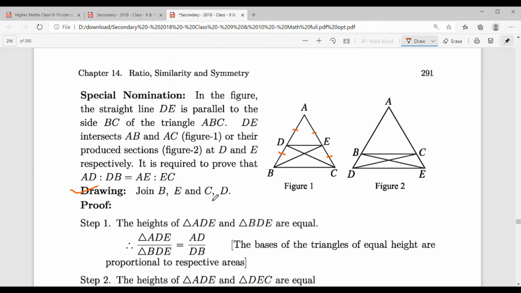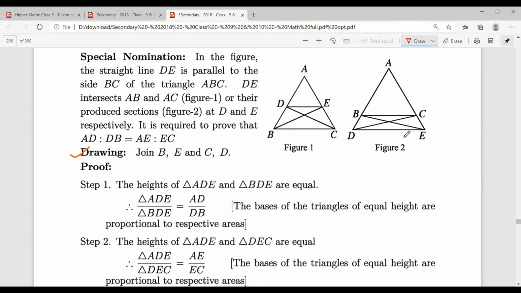Now drawing, join BE and DC. In both cases, join BE and DC in both figures. Step 1. The height of the triangle ADE and BDE are equal.